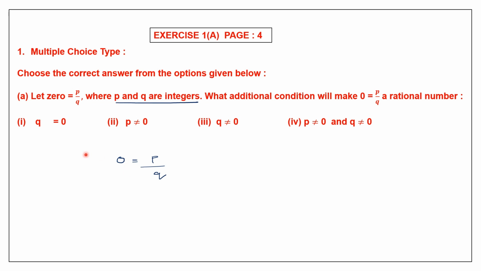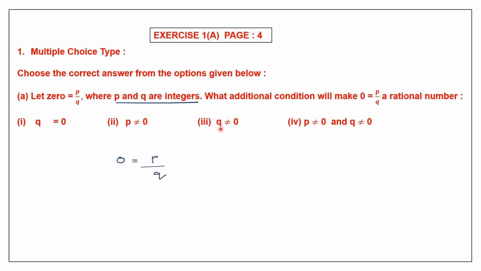So here let's see the options given to us. Can q be equal to 0? No, q cannot be equal to 0. So here the question is, what additional condition will make this a rational number? This is not the additional condition, so this is not the answer. Now here it says p is not equal to 0. Now p can be 0 as long as q is not 0.